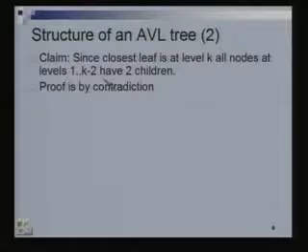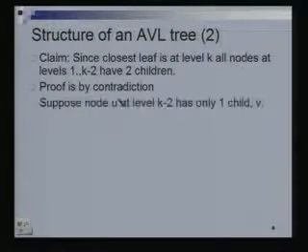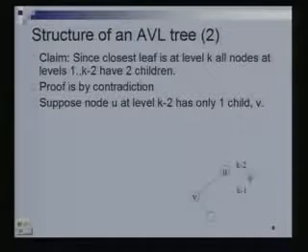So let's prove this by contradiction. What do we want to contradict? Let's take some node at level k minus 2 which has only one child. This is the picture. I have a node u at level k minus 2, it has only one child, which is at level k minus 1, right? I have shown a node at level k minus 2, but the same argument would apply to any node at levels 1 through k minus 2.